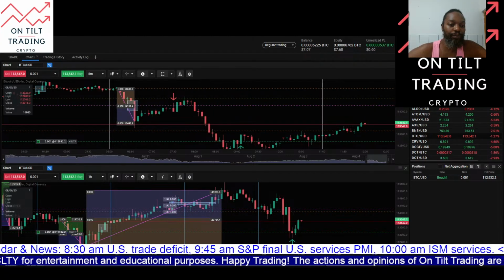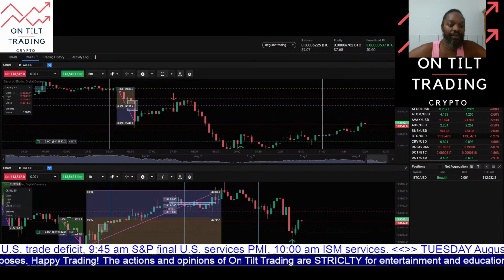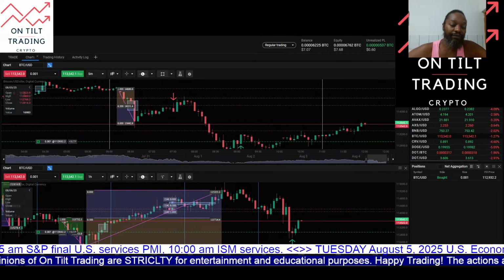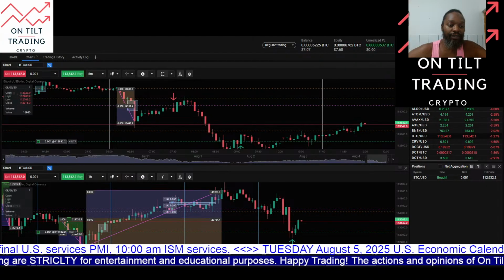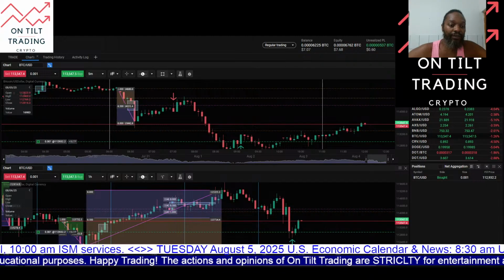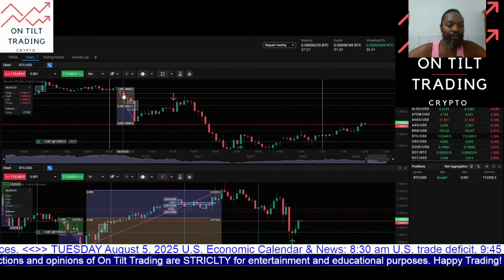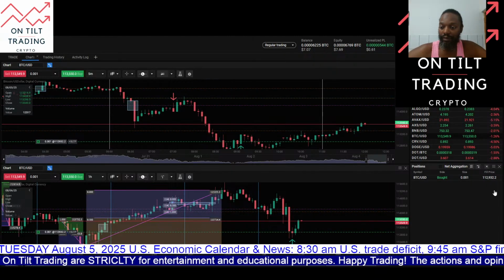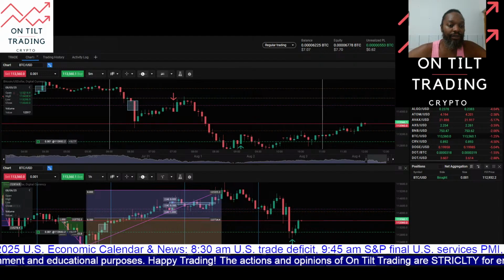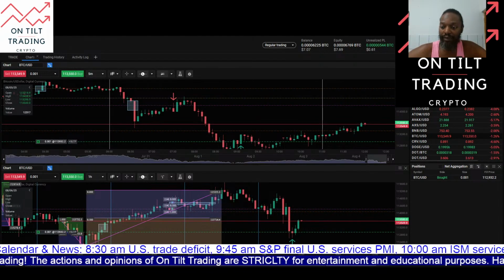This is the most previous swing low from the previous session. This is the most recent swing high from the previous session. This is the most recent swing low from the previous session. This candle here, I'll move the Fibonacci retracement tool here. And this candle here closes above this swing high, which gives me a short bias.